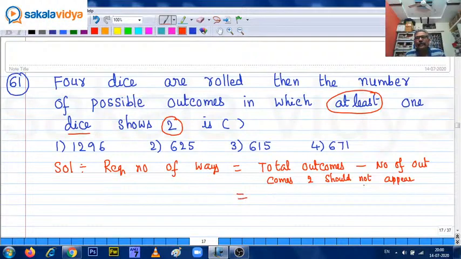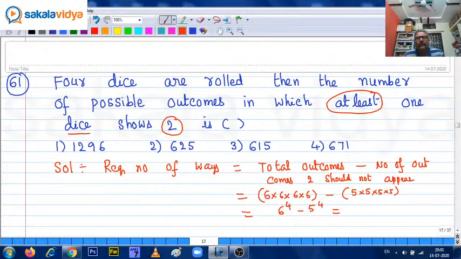So 2 should not appear means we need to consider only 5 cases. The total outcomes is actually 6 into 6 into 6 into 6. So 2 is kept aside and for 4 dice there are only 5 cases: 1, 3, 4, 5, 6, that's all. So 5, 5, 5, 5. We can write 6 to the power of 4 minus 5 to the power of 4.